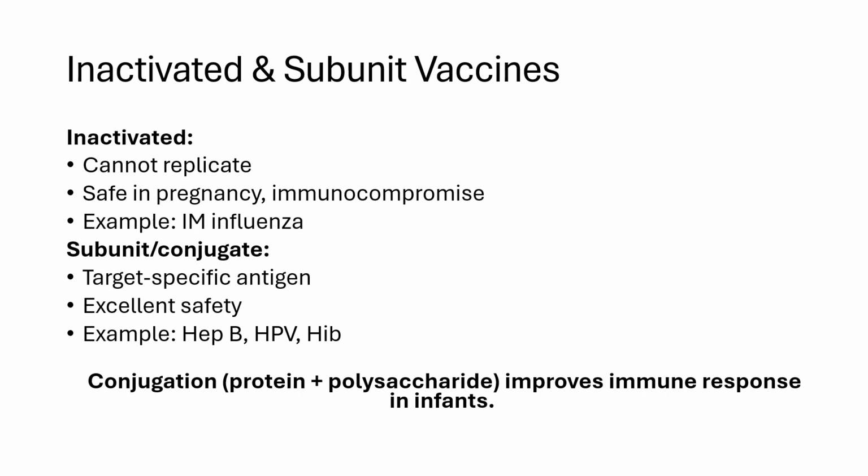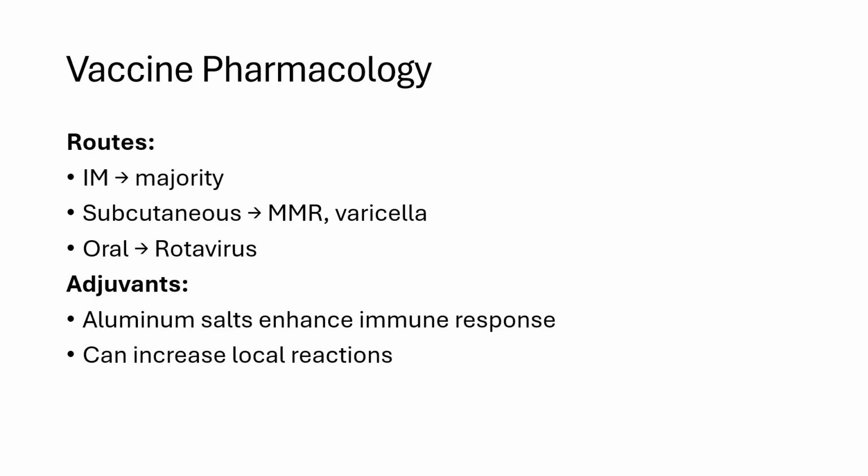And then your conjugate vaccines are generally protein and sugar. So why does that matter? So in general, infants do not respond well to sugar-only antigens. So attaching a protein improves the immune response in babies. So for example, your HIV vaccine, more effective in children when it is conjugate.